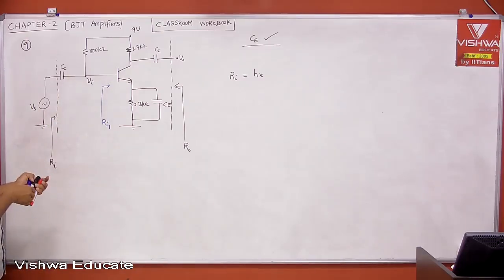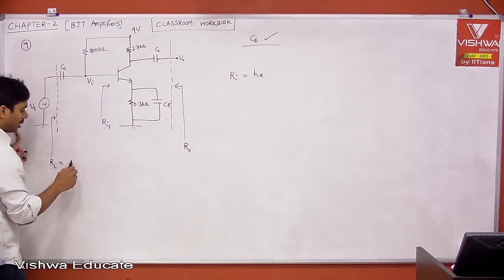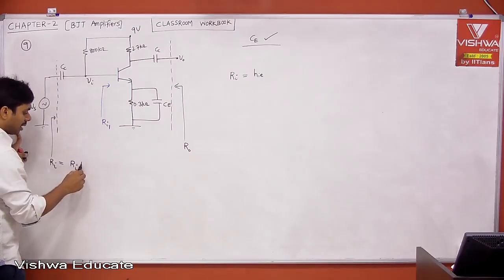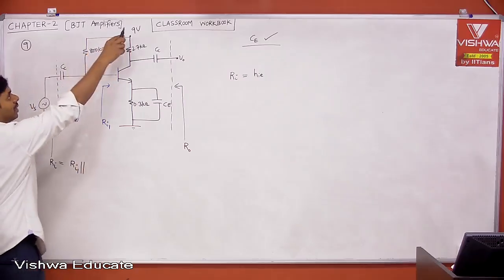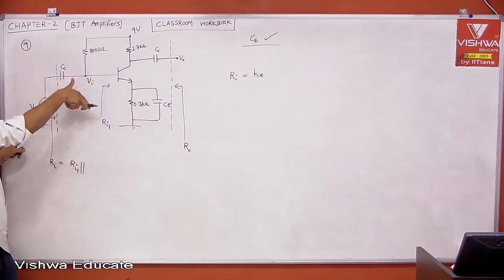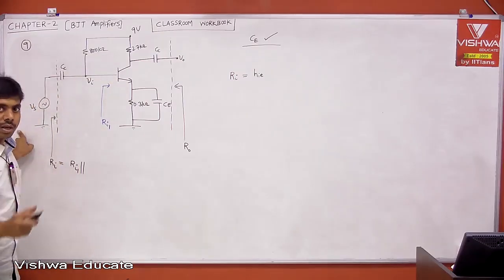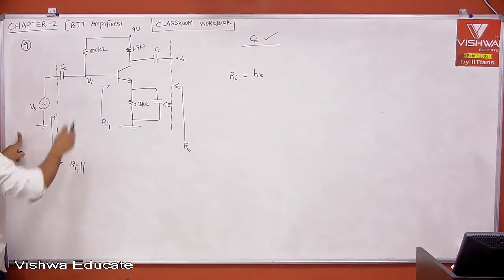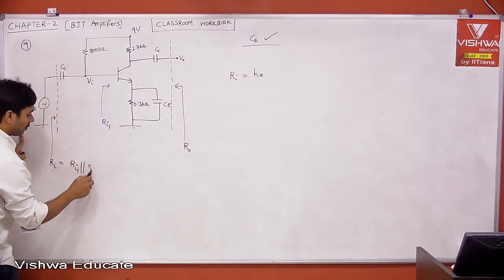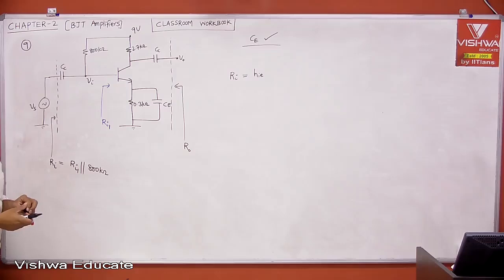Actual Ri from the circuit is nothing but whatever Ri you have from the transistor, that is Ri1, in parallel to, because for AC analysis this 9 volt will come to ground, this 800K. Therefore, the 800K comes in parallel to the transistor input impedance which we calculated from AC analysis. Therefore, this is your input impedance. Okay, that is fine.